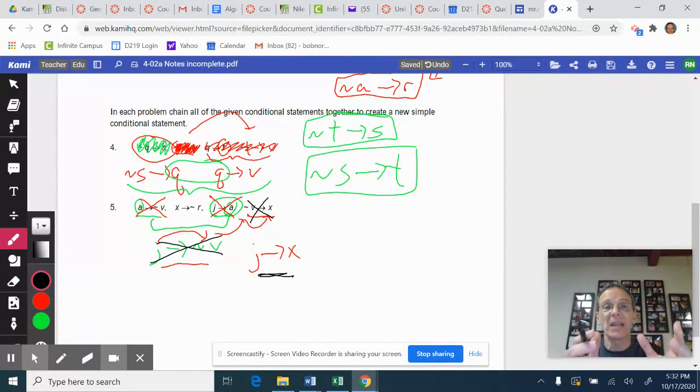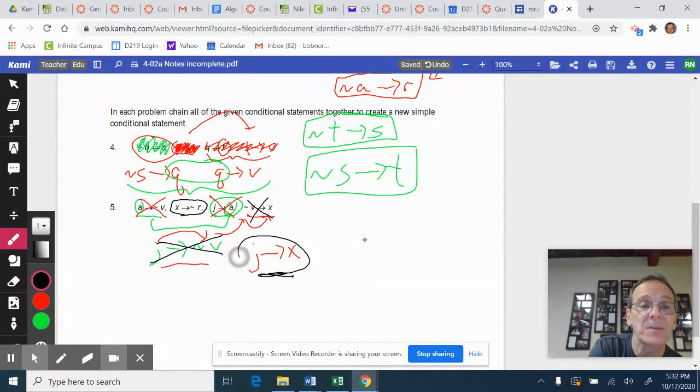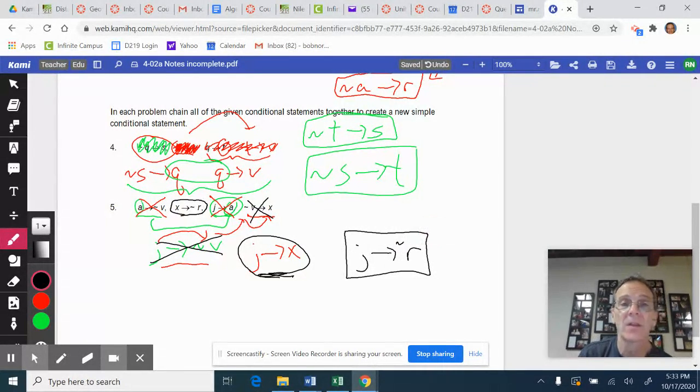Now I'm down to two statements, right? The only two that I haven't crossed out, the J implies X and the X implies not R. These are the two that I have left, and I think you see how they can be combined. J tips the X and X tips the not R, so J ultimately tips over the not R. And that is the final statement, which is a combination of all four of the original.